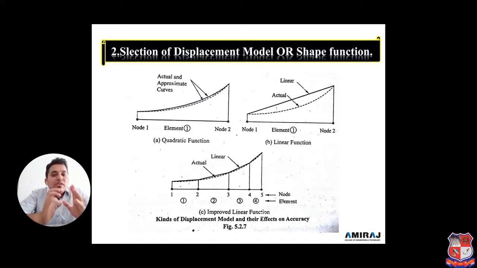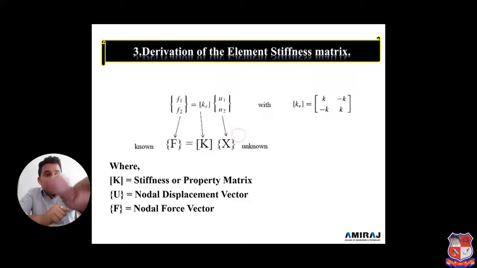So that's why we say that FEA analysis is not a perfect analysis, but it will give the probable result. So this kind of error, a micron error, will be there, but we have to consider it. So in the second step we are doing the shape function. Now the third step is derivation of the element stiffness matrix.